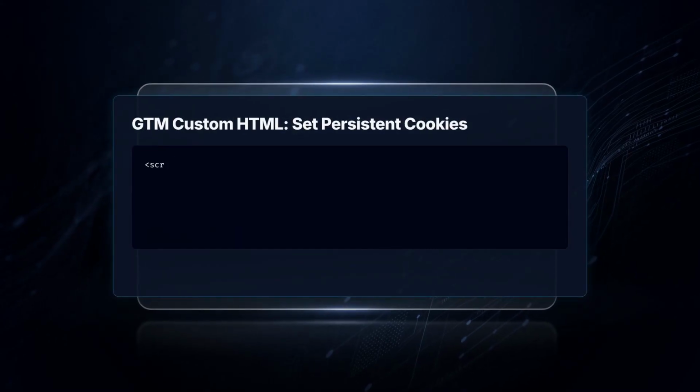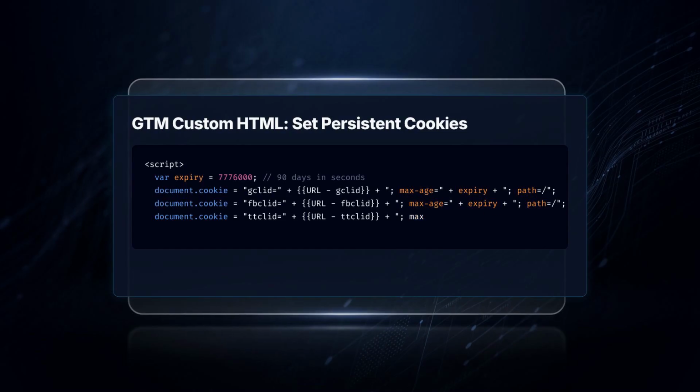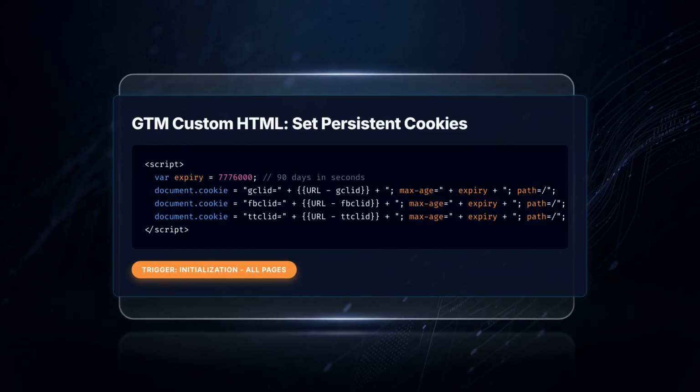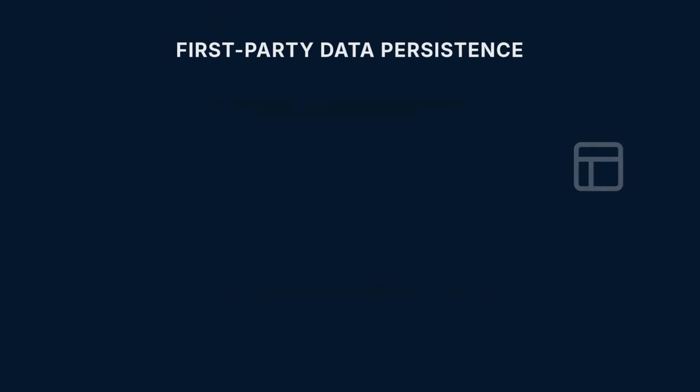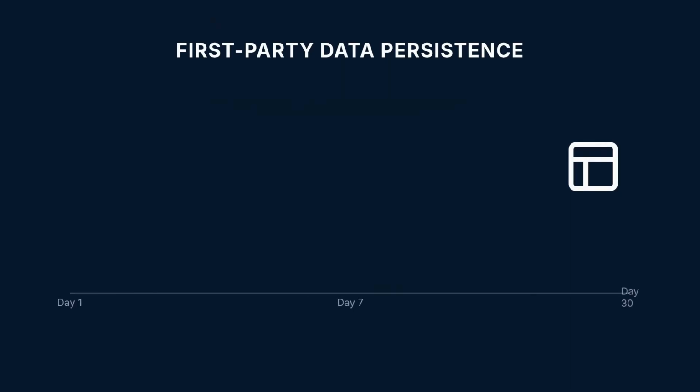Next, store them in first-party cookies. Create 3 custom HTML tags that write each value to a cookie with a 90-day expiry. Now, create corresponding first-party cookie variables to read them back on any page, any session.